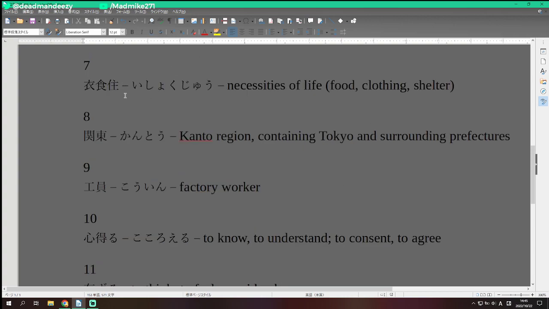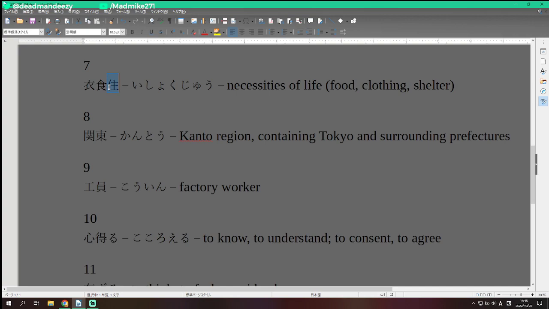Number 7 is ishokujū. I on the left side is for clothing, shoku in the center is for food, and jū on the right side is for a residence, say somewhere you live. So your ishokujū are the necessities of life, your food, clothing, and shelter. In the Japanese order, that is clothing, food, and shelter.